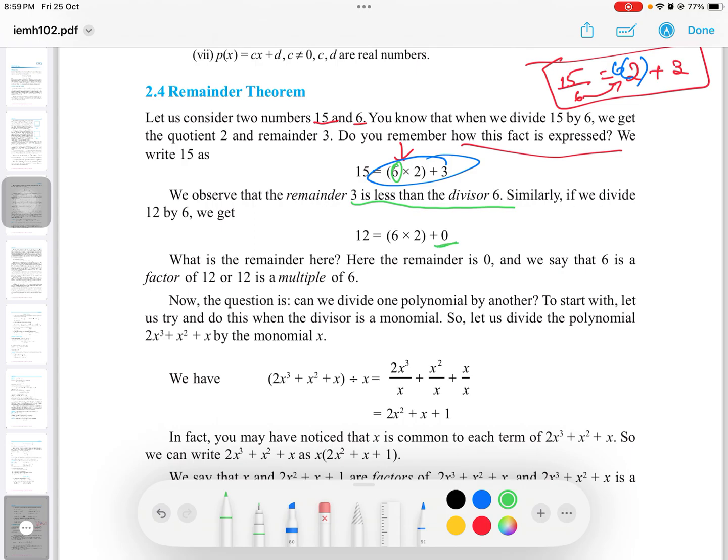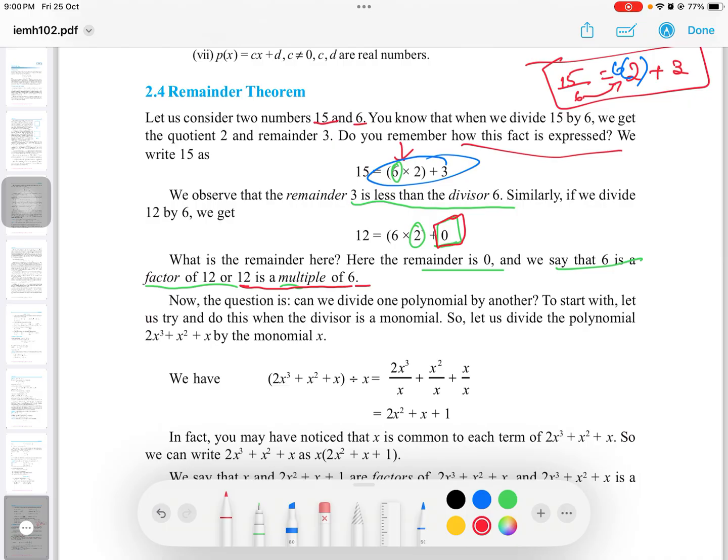Now, if we divide 12 by 6, we get exactly 0. So the remainder is 0 and the quotient is 2. If the remainder is 0, we can say that 6 is a factor of 12, or 12 is a multiple of 6. Only if you get a remainder of 0 can you say that. We would have learned this in our 4th or 5th grade.